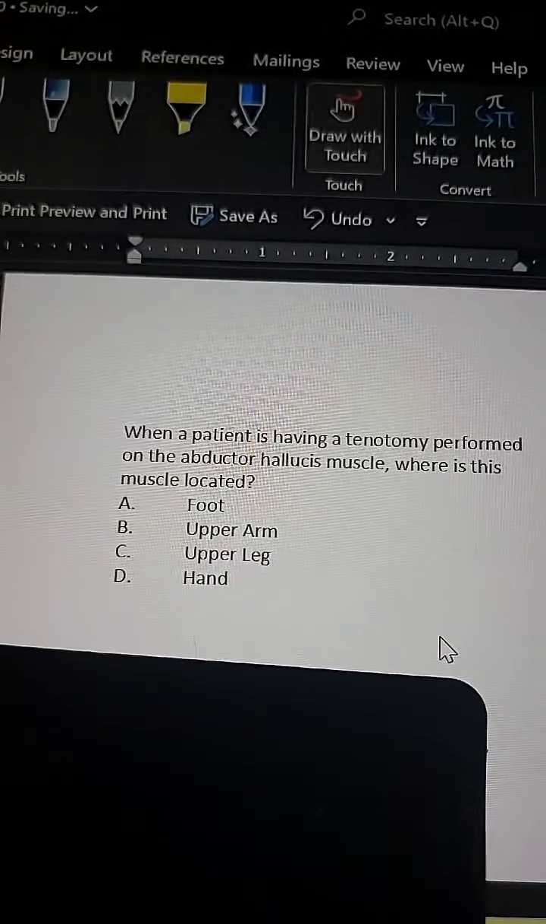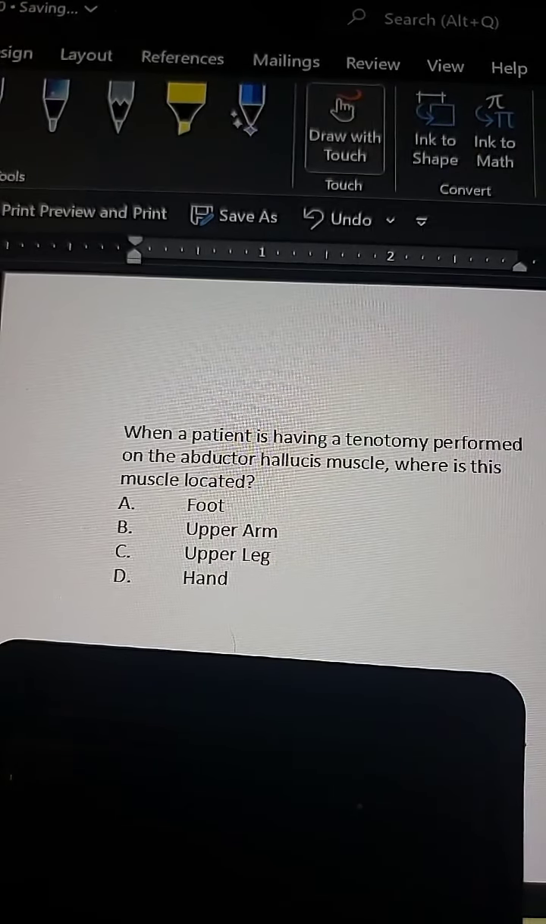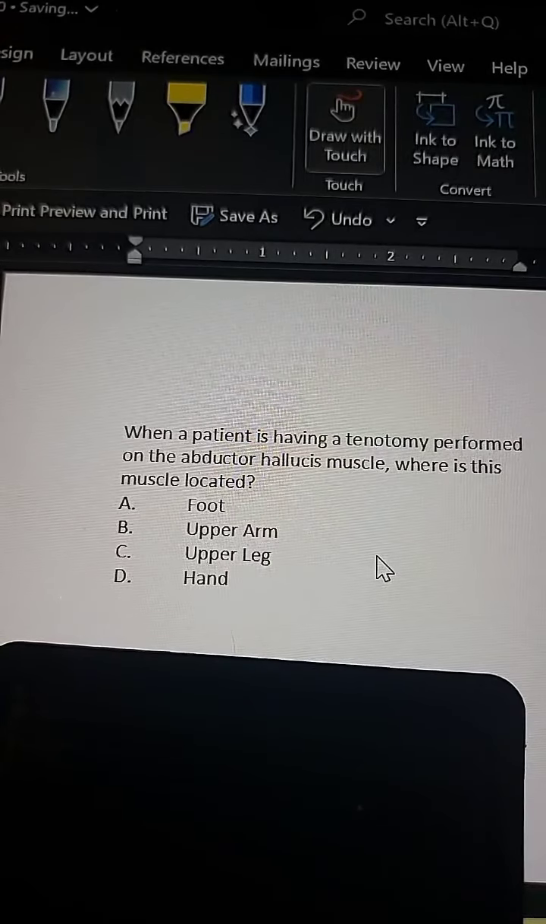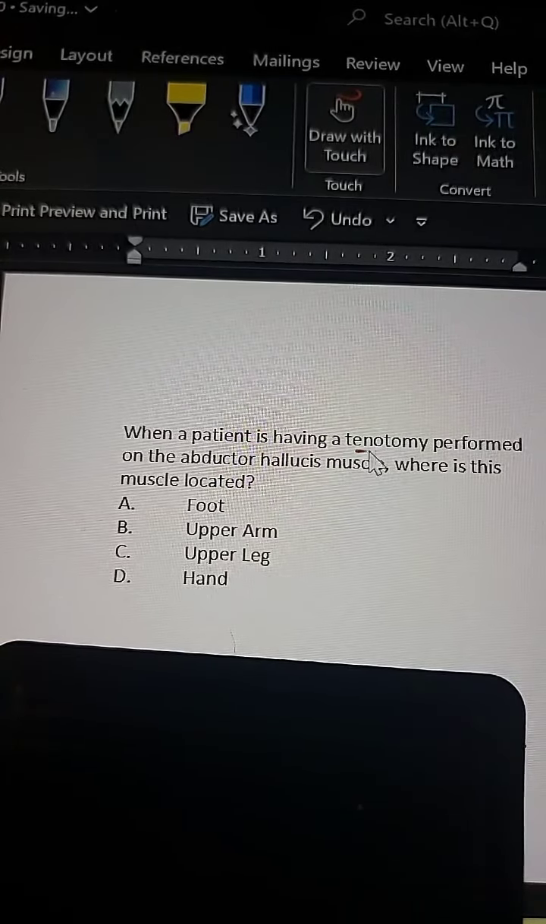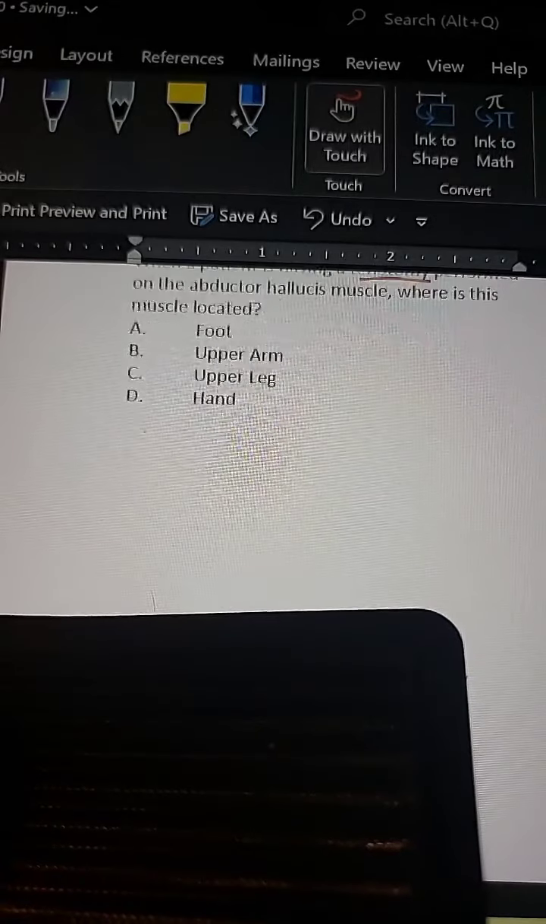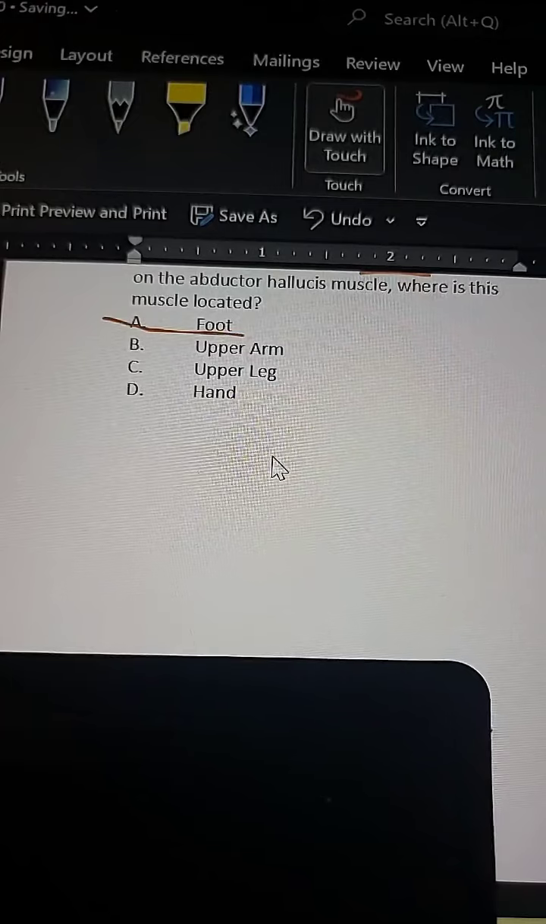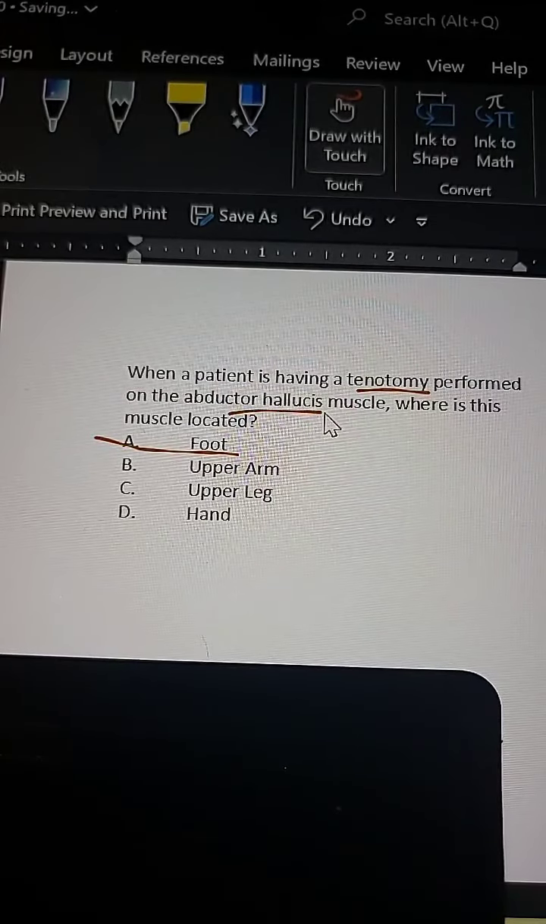I know these are moving fast. I'll go over them again on Wednesday's live, maybe, or what day of the week is this? This is already Wednesday, so Friday's live. So tenotomy is performed. Where is that performed? A again. We're on the foot because it was the abductor hallucis.